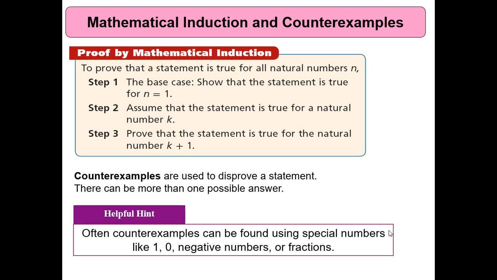So now we often use counterexamples to disprove a statement. Okay? There can be more than one possible answer for a counterexample, but all we need to do is find one example where the statement is not true to disprove the entire statement. Okay, I'm not going to go into any examples right now. You can go back and check your notes on those if you need that to fill out the study guide. But counterexamples, helpful hint, can often be found using special numbers like 1, 0, negative numbers, fractions, and the like.